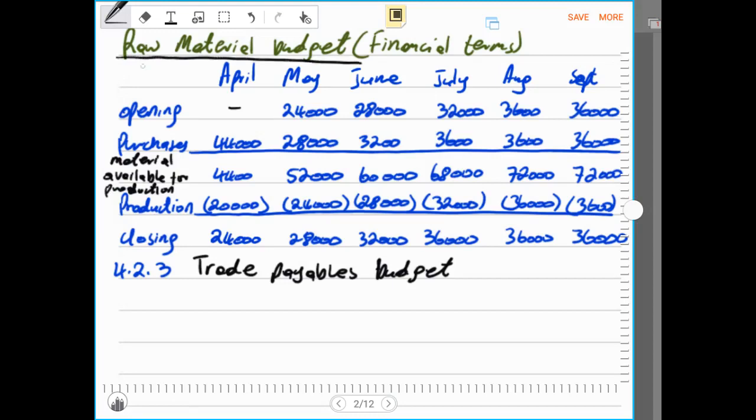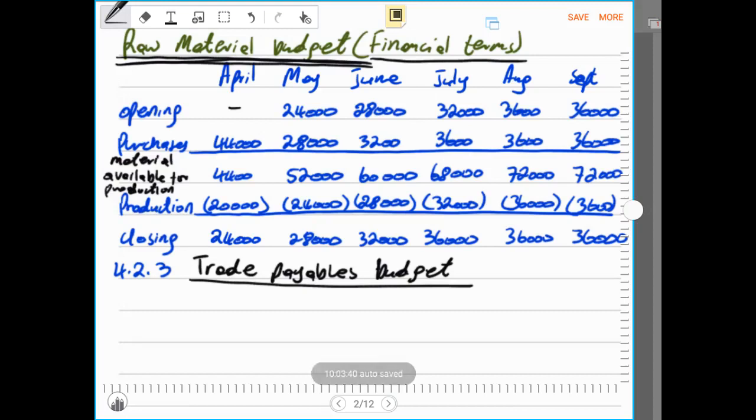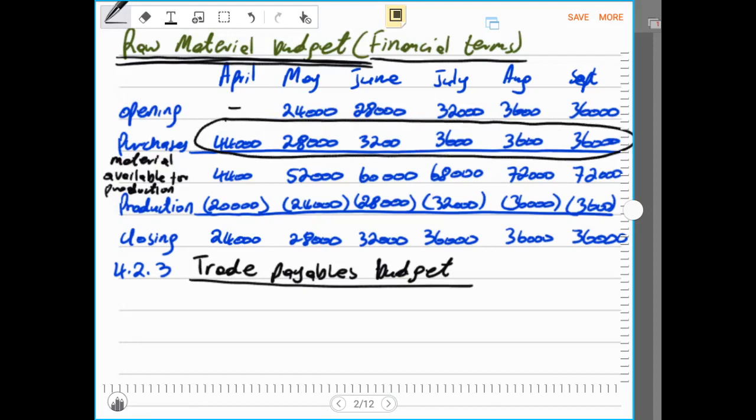Why? Because we are told that raw material is bought on credit. So now our trade payables budget will be connected with the raw material budget, which is the one in financial terms. Why? Because this is the material that is expected to be bought on credit each and every month. And here are our purchases. These are the purchases that are expected to take place each and every month in terms of material. And remember, all these purchases are done on credit. So if they are done on credit, we need to know how the payment will take place. That will tell us, at the end of the day, the trade payables budget.